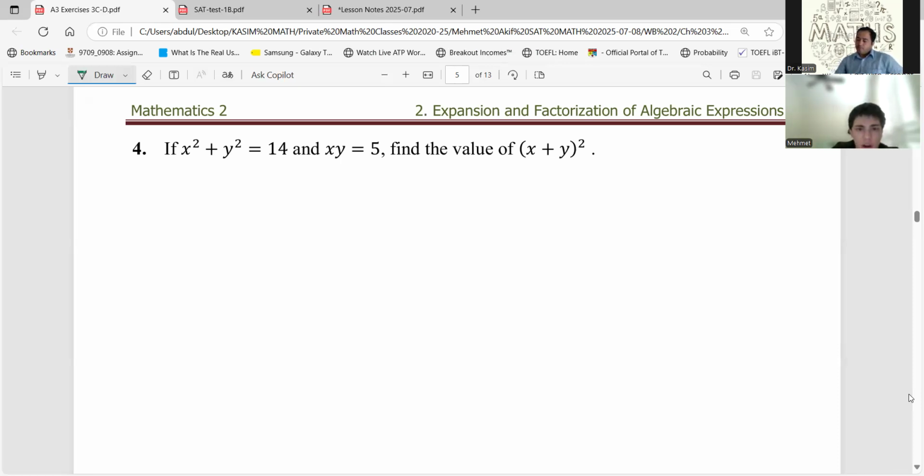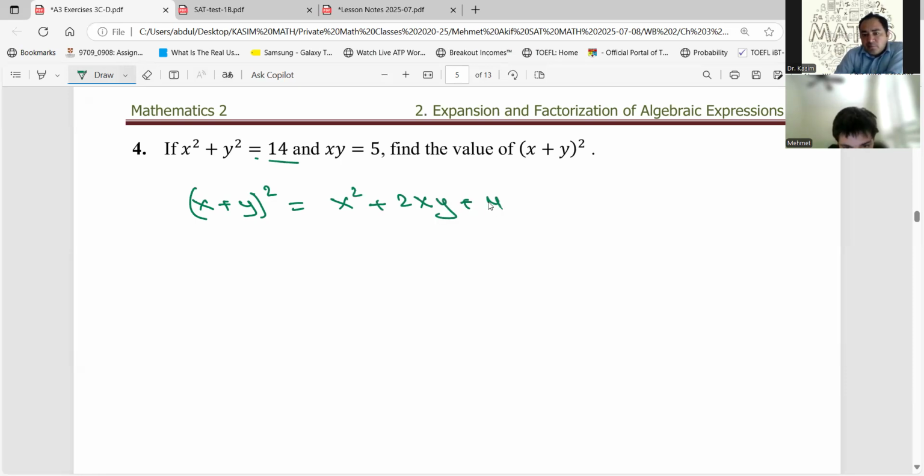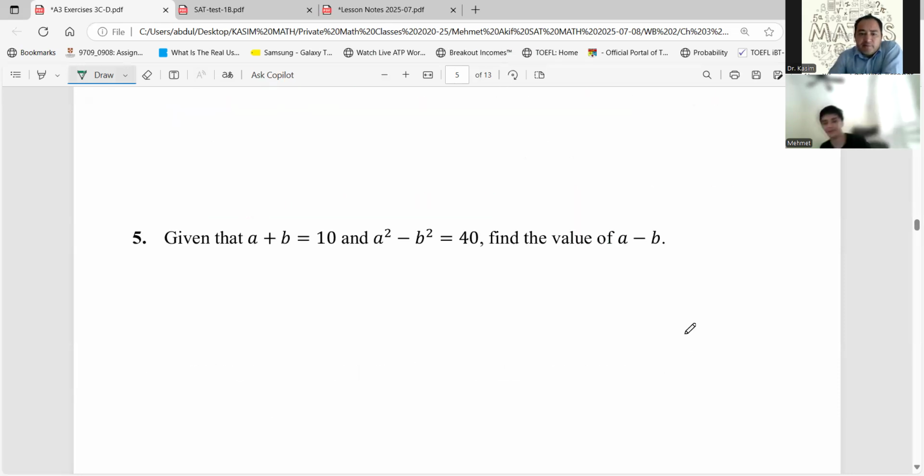Is it 24? Yeah. How did you solve this? Tell me your solution. I just did x plus y first, and we squared it. (x plus y) squared equals x squared plus 2xy plus y squared. Good. If you just regroup this, x squared plus y squared is 14, plus 2 times 5, that's 24, right? Okay, good. Next, 5.